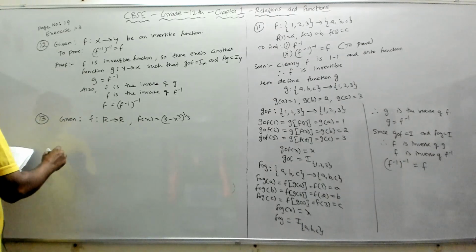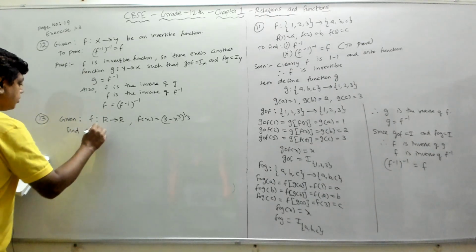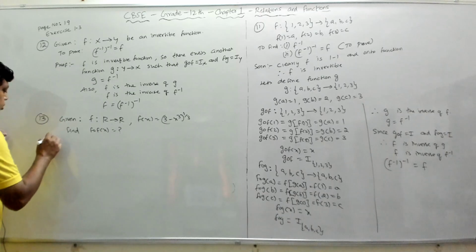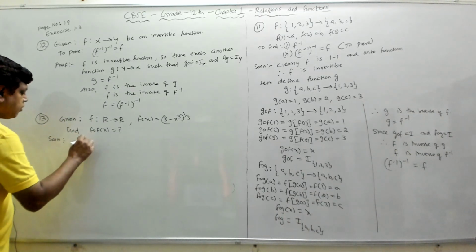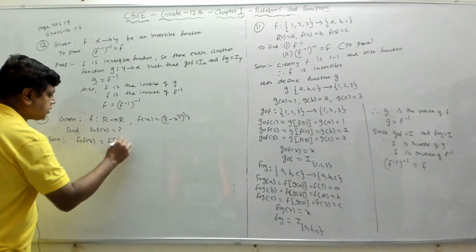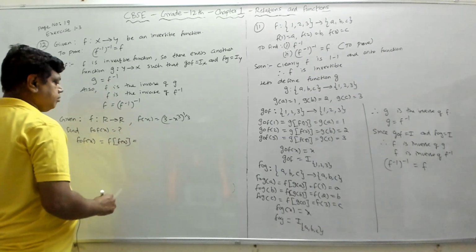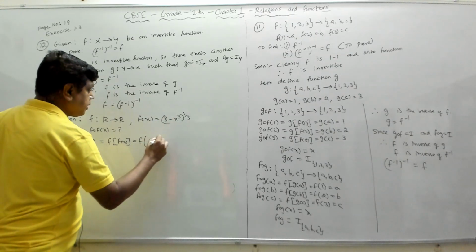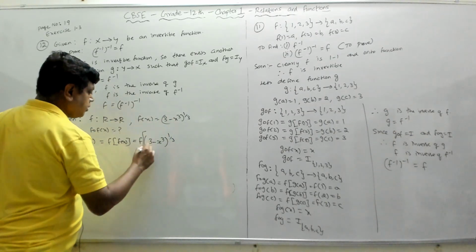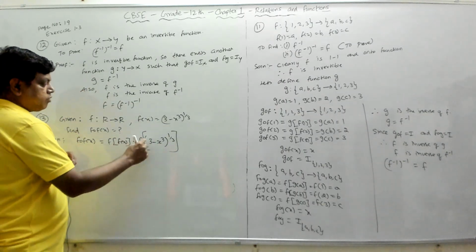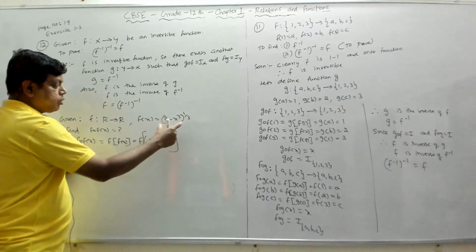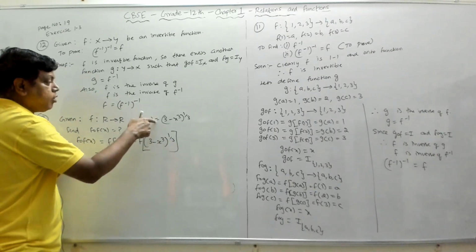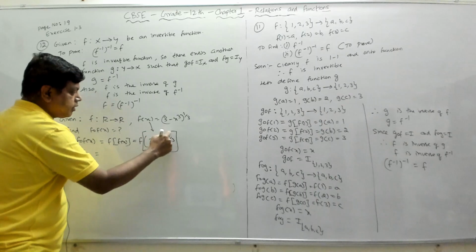Now what we should find? Find what f of f of x is equal to. Solution: f of f of x will be equal to f of, and f of x is this, so f of (3 minus x cube) power 1 by 3. Instead of x, I'm putting this entire thing. Now you treat this as x again and apply the function on it.